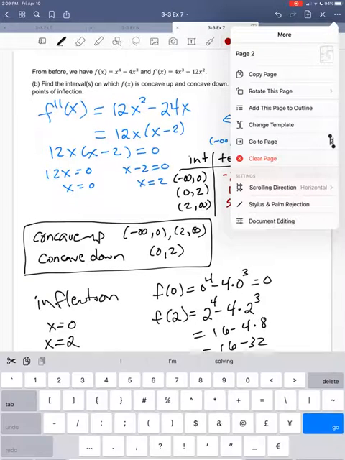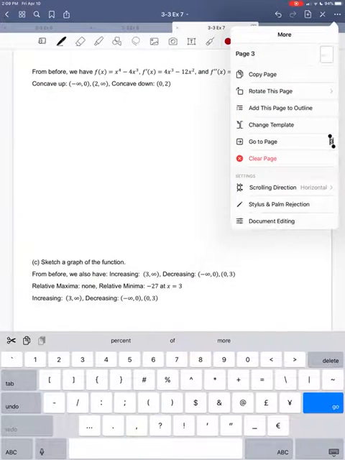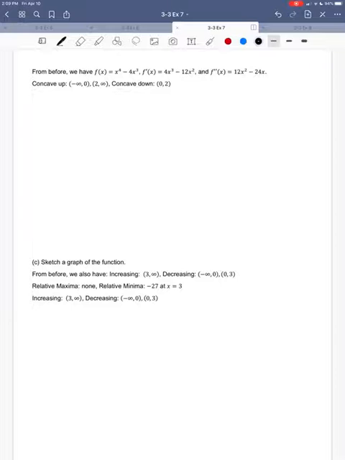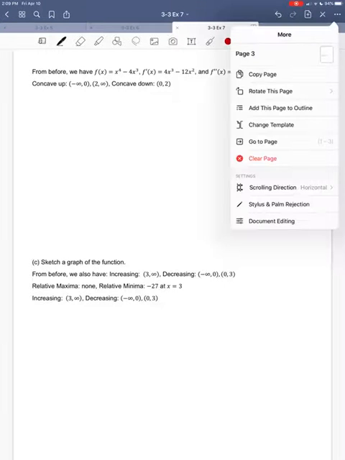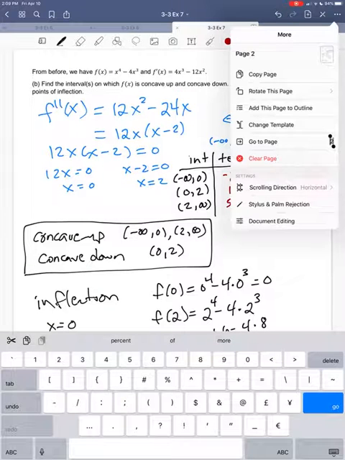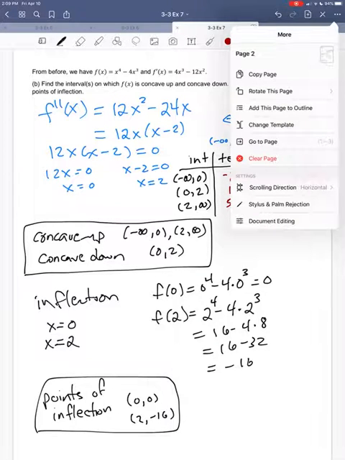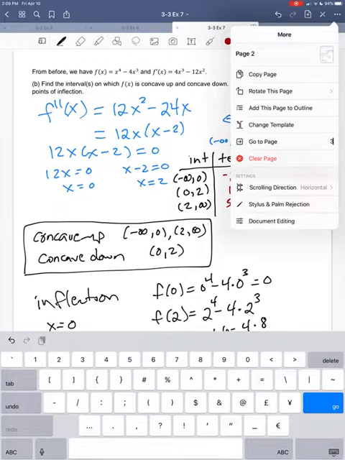So when I go to the next page here, I'm supposed to be sketching the graph. Oh, this last part I already had what we wanted there. Let's see, I didn't keep track. What were my points of inflection again? Let's look back at that. So my points of inflection were 0, 0, and 2, negative 16. Okay, keep track of that for this part here.